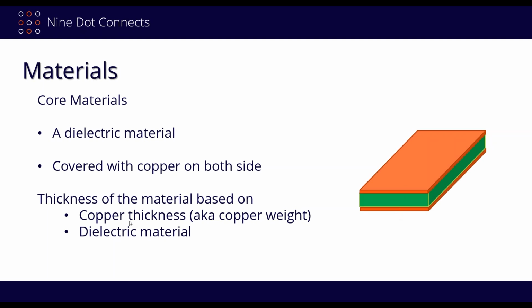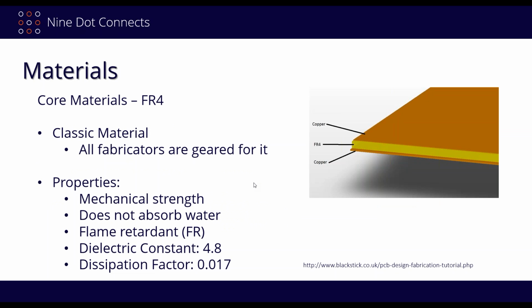The thickness of the material, obviously the copper thickness, and we'll talk about copper weight in a few moments, and of course the dielectric material itself. Thickness does play a big role in things, and you'll see why in a few moments. But for now, let's talk about the stuff called FR4.